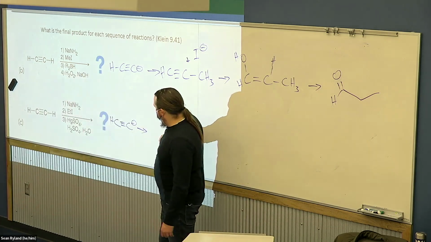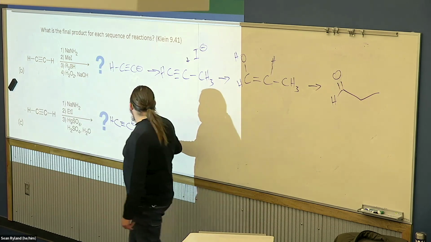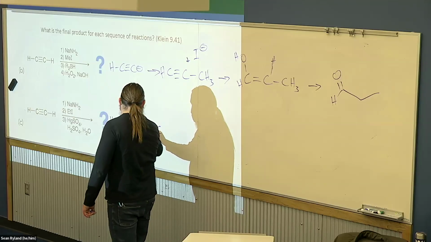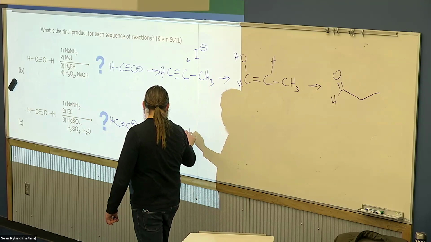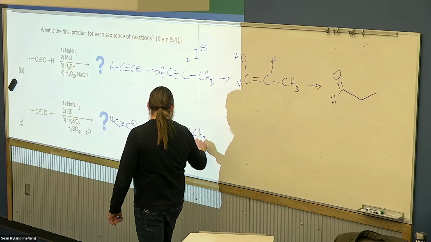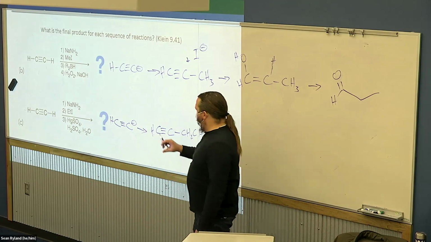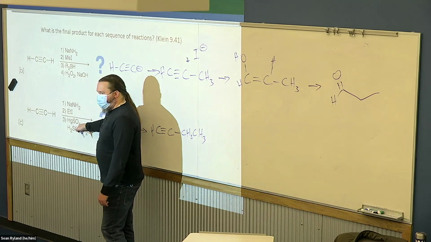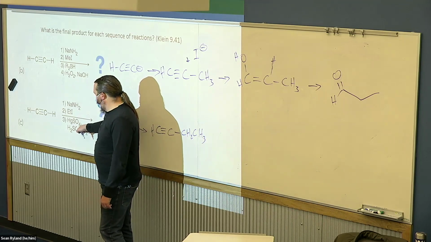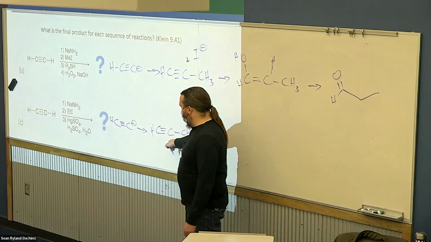Second step on the bottom one. We're adding two carbons instead of one, just ethyl iodide instead of methyl iodide. And then we're going to the acid catalyzed, mercury, Markovnikov hydration. So we put the OH on the more substituted carbon.